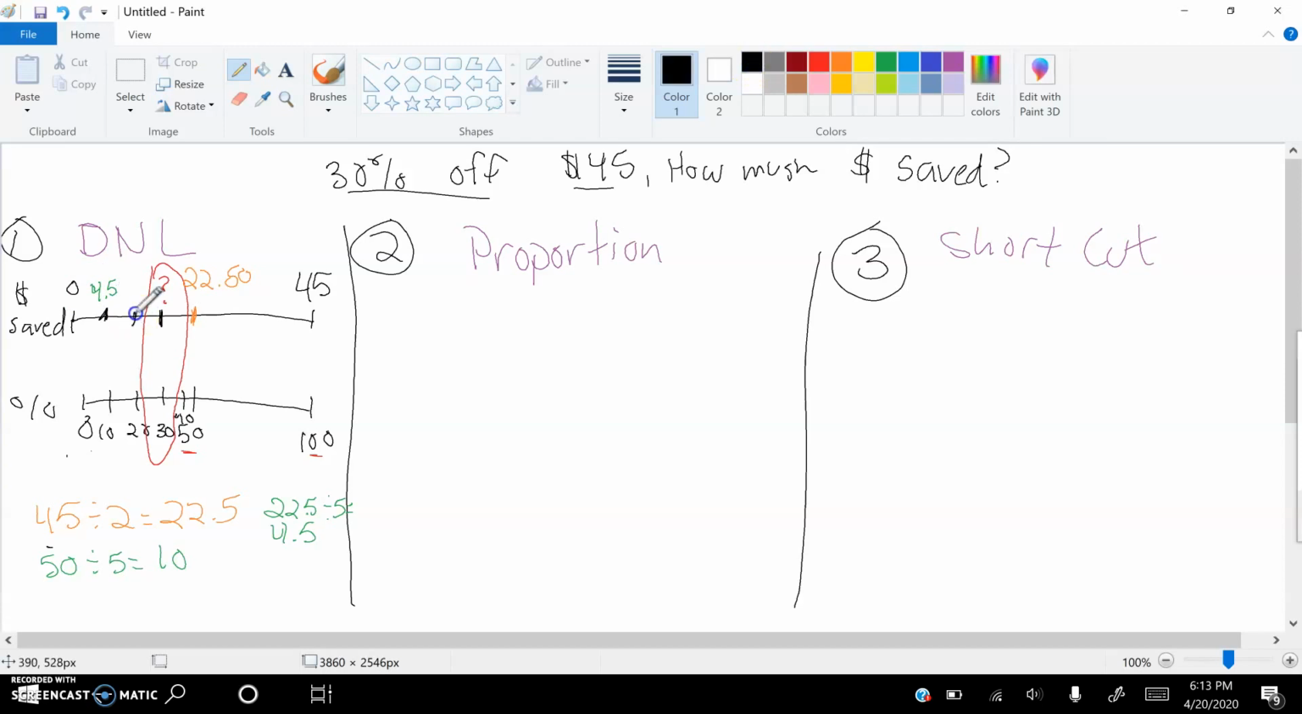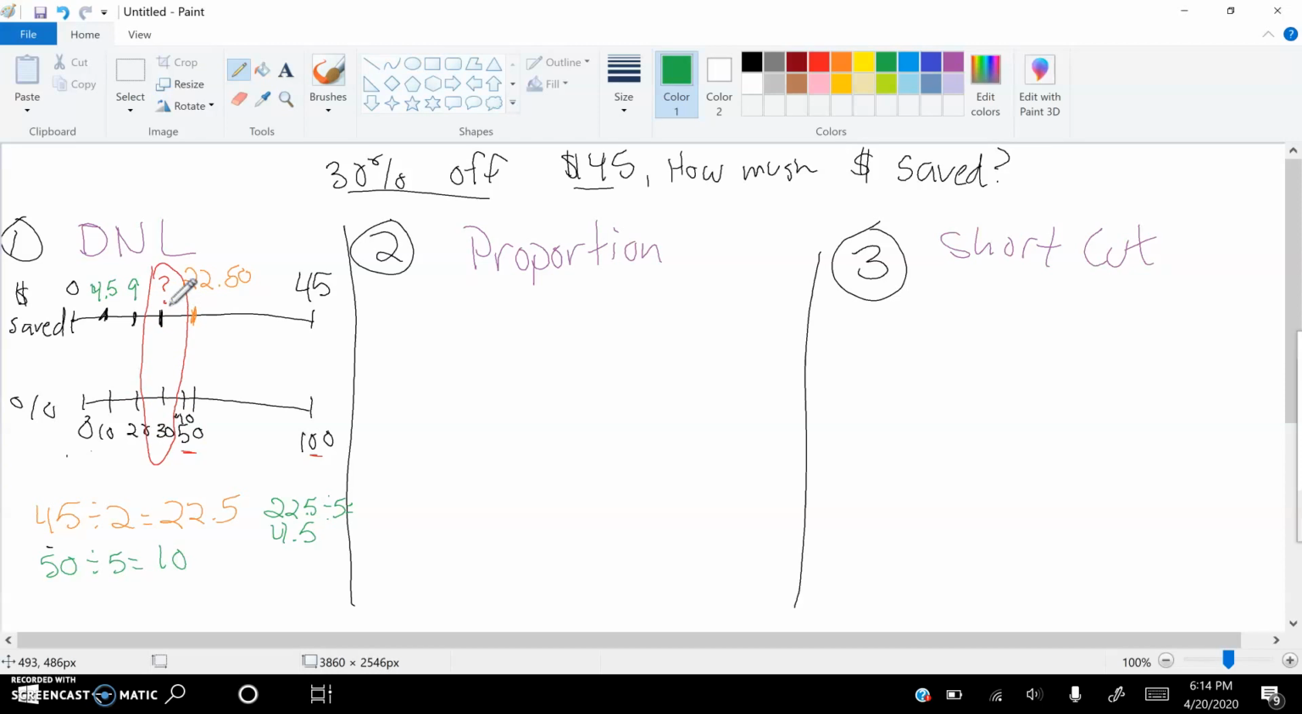So let's use that to help us find 20%. So let's double 4.5. 4.5 times 2 would be $9. So then if we saved another 10% to total 30, how much would that be? So that's our double number line.